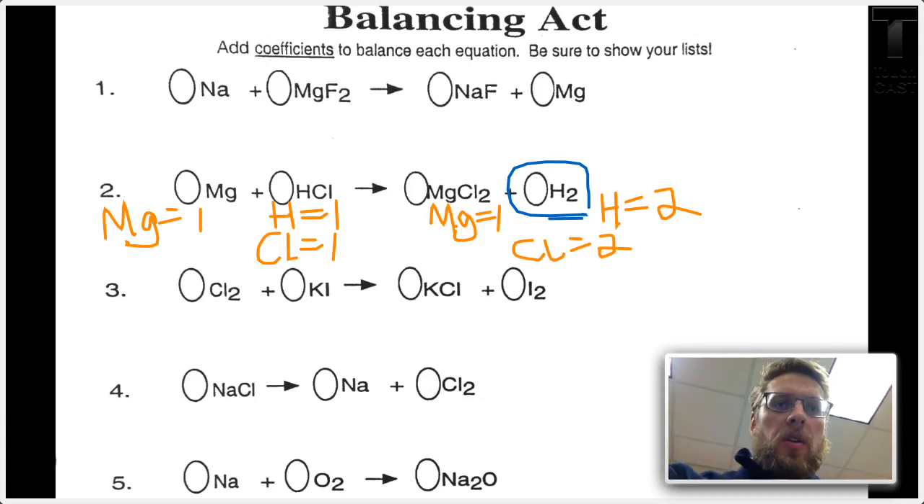Here's what I got when I went through and tallied up the atoms. I see 1 magnesium on the left, 1 hydrogen on the left, and 1 chlorine on the left. However, I see 1 magnesium and 2 hydrogens and 2 chlorines over on the right. Pause the video, go find out what our next step is going to be, and come back when you think you have it.